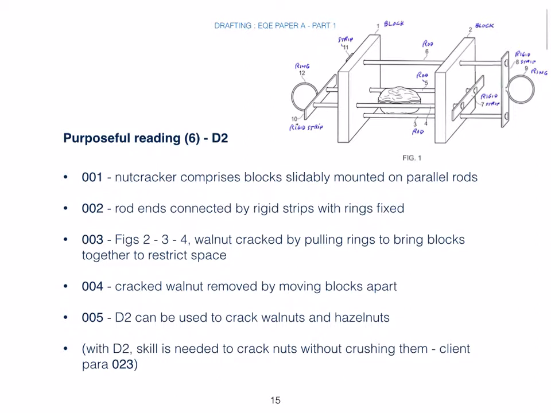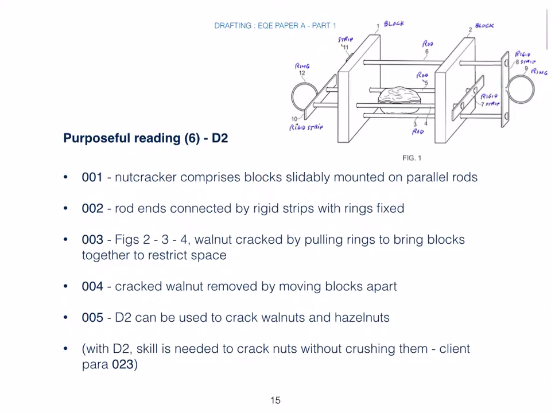The rings 9 and 12 are then abruptly pulled apart, arrows A and B, so that the strip 11 pushes the block 1 in the direction of arrow A, and the strip 7 pushes the block 2 in the direction of arrow B. The block 1 slides along the rods 4 and 5 in the direction of arrow A, and the block 2 slides along the rods 3 and 6 in the direction of arrow B.